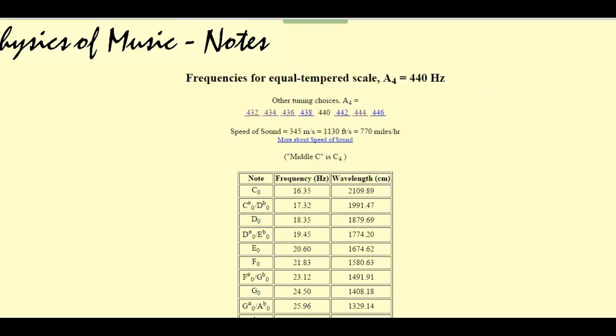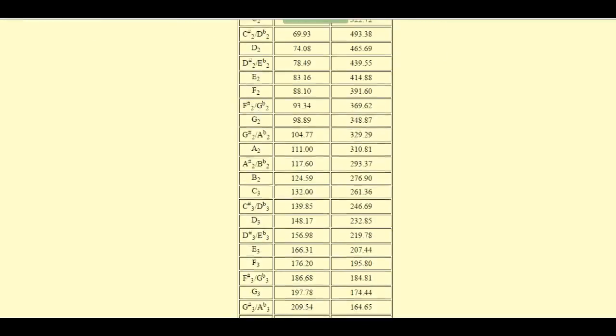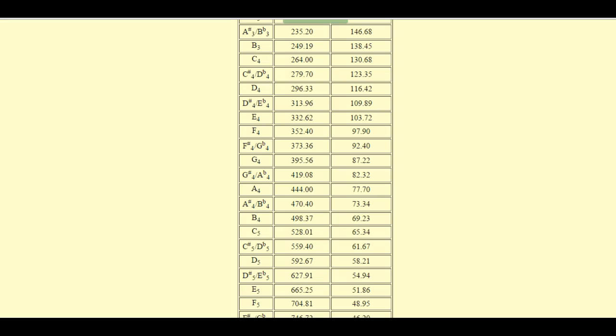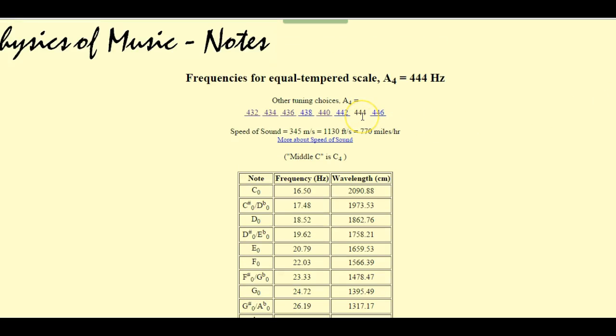You will notice if you go to this chart, you can choose your tuning. So if you want to go to A444, you'll notice these numbers just changed. And if I want, I can scroll all the way down until I find the number 528, which is right there. It's 528.01. That is the C5, or what they call the C above middle C. It's an octave higher. So that's how you would get that pitch. You'd have to make sure that you tuned your instrument to 444 to get that particular pitch.